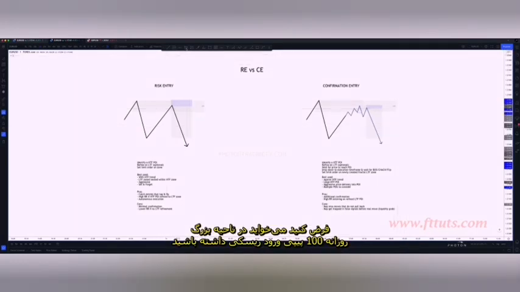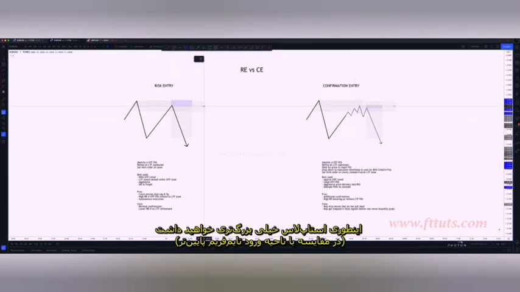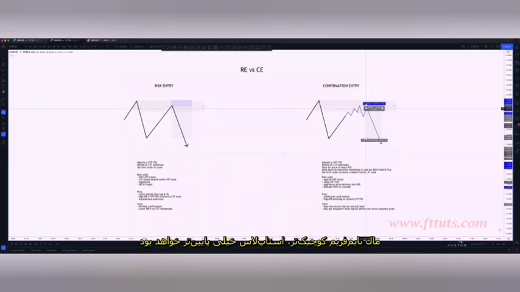Because let's say you wanted to take a risk entry on that 100 pip daily zone, obviously your stop loss is going to be much larger than when you can actually refine it to your lower time frame entry zone, which is obviously going to be much smaller than the higher time frame zone.